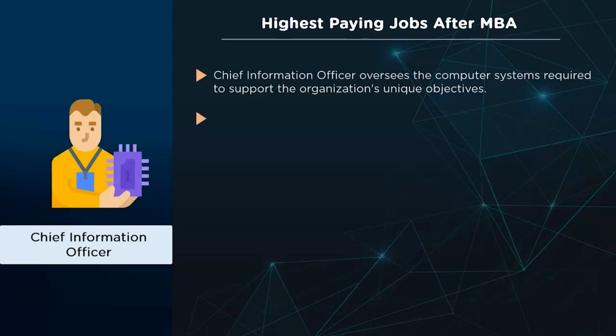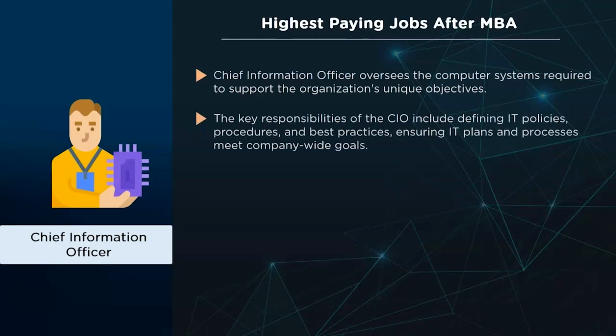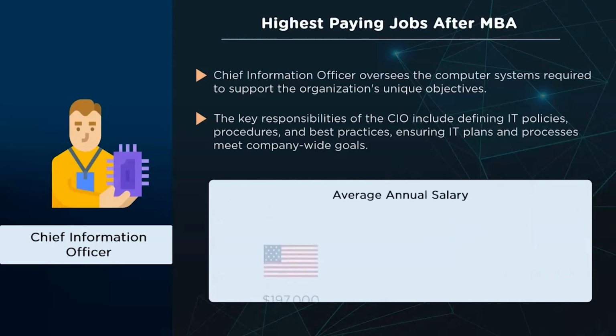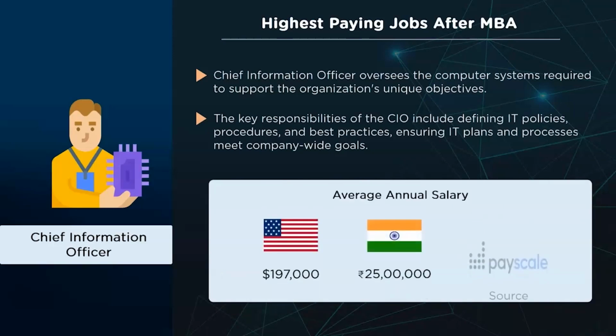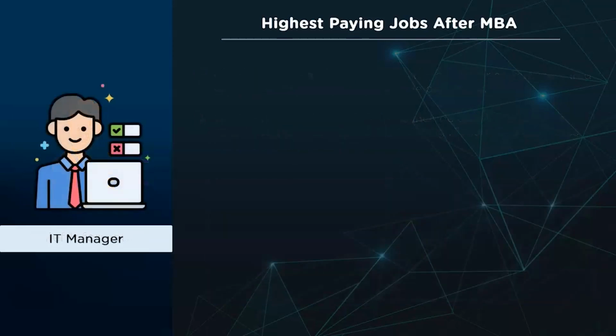Since this job role controls the whole IT operations of a company and information security, the salary trends are relatively higher. In the US, the annual average salary of a CIO lies around $197,000, whereas in India it is 25 lakh rupees per annum. Next up is IT manager.